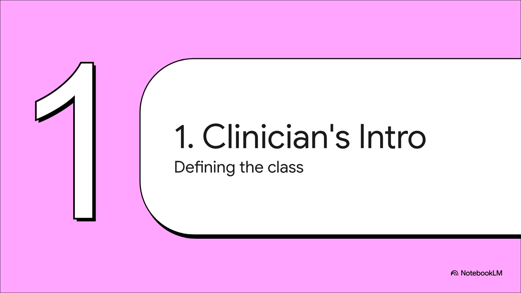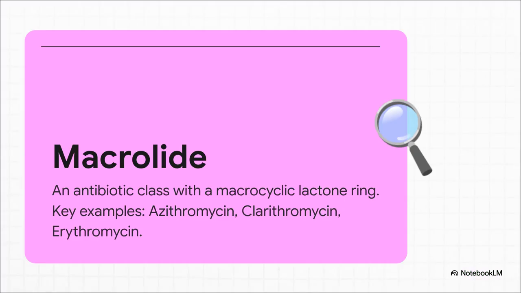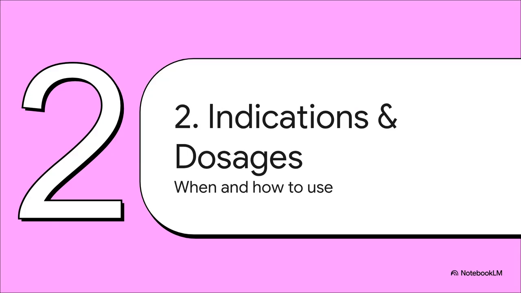Before we get to the how and when, we need to be crystal clear on what we're actually talking about. What defines a macrolide? At its heart, a macrolide is all about its chemical structure, that macrocyclic lactone ring. And the 3 big players you're going to see over and over in practice are Azithromycin, Clarithromycin, and Erythromycin. Even though they're all in the same family, they each have their own kind of personality and clinical role.